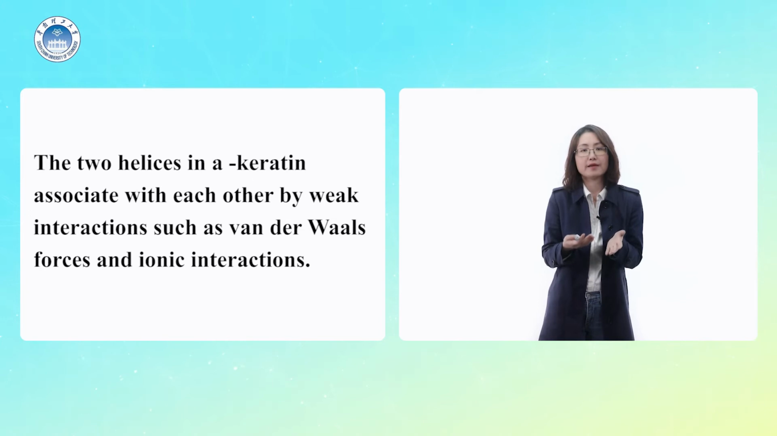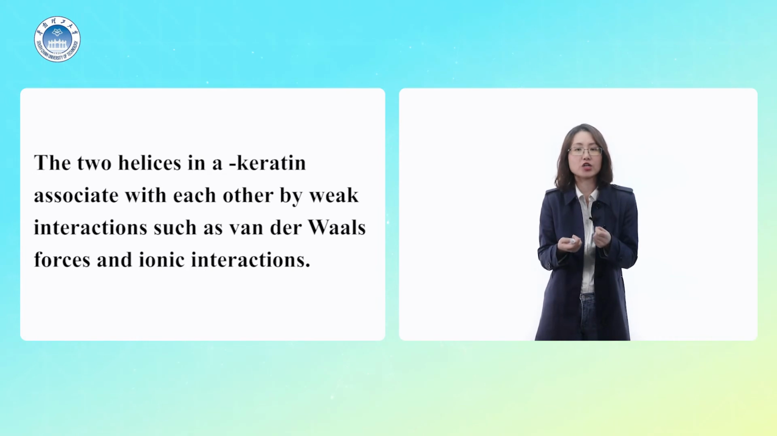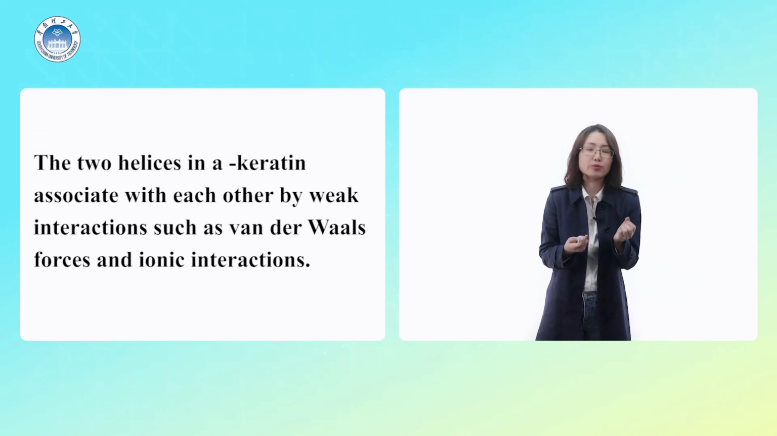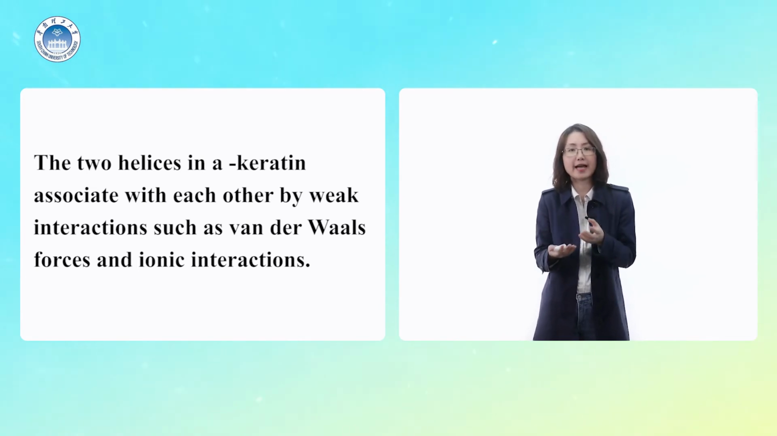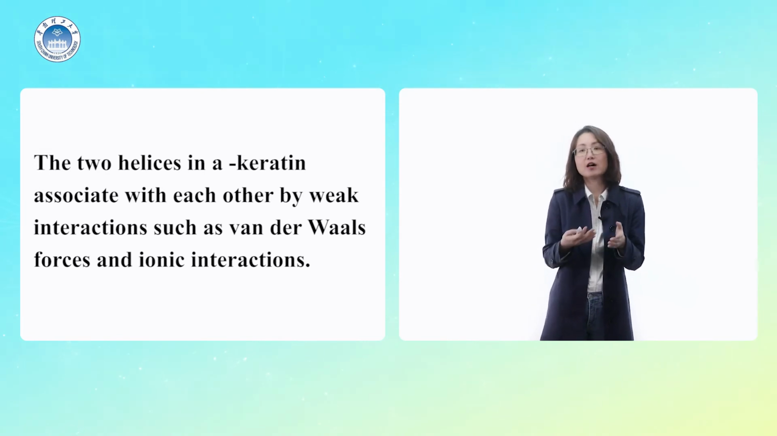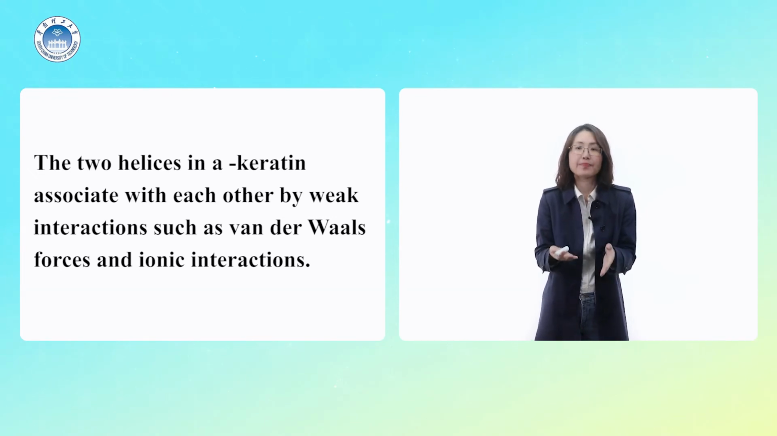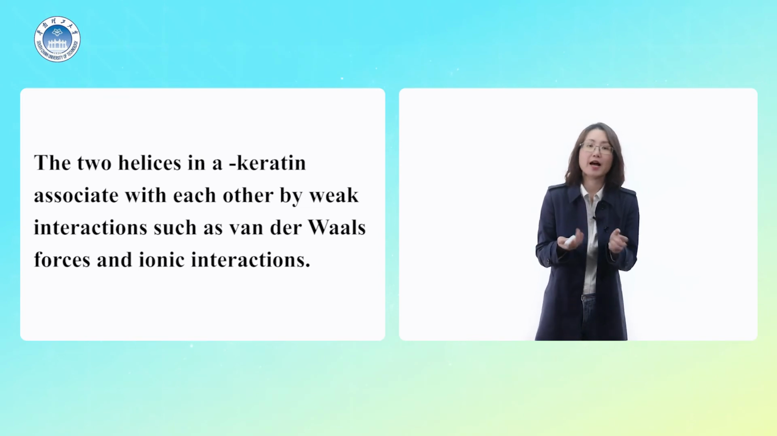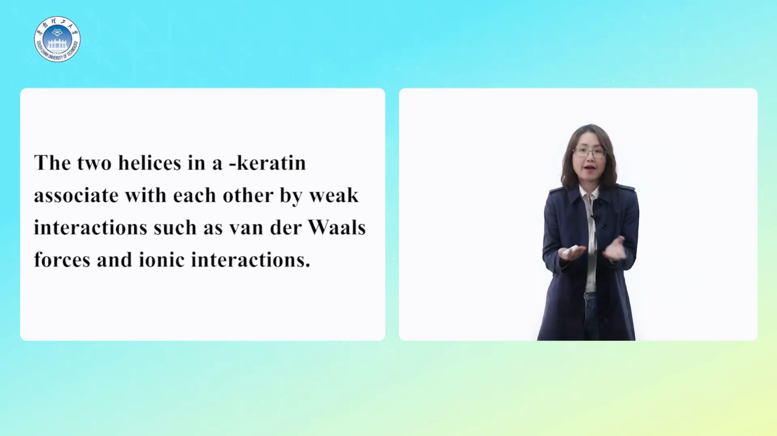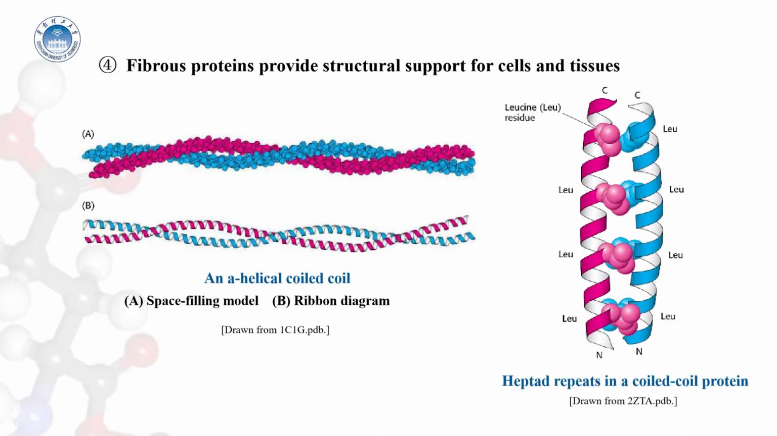The two helices in alpha keratin associate with each other by weak interactions such as van der Waals forces and ionic interactions. The left-handed supercoil alters the two right-handed alpha helices such that there are 3.5 residues per turn instead of 3.6. Thus, the pattern of residue chain interactions can be repeated every 7 residues, forming the heptad repeats. Two helices with such repeats are able to interact with one another if the repeats are complementary.